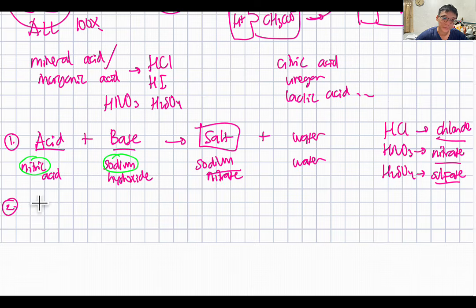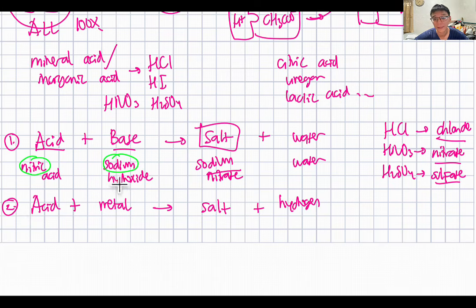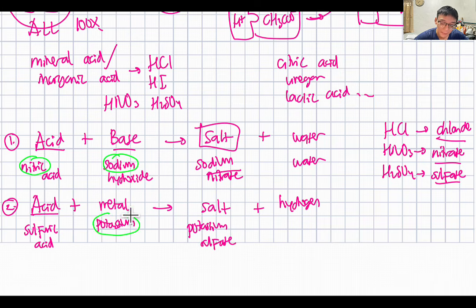Second type of reaction would be acid and metal. They will form actually the same, so salt, but hydrogen gas instead of water. Technically the same concept, that the metal part will be the metal part of the salt. For example, I have sulfuric acid, and then I have, let's say, potassium. Then I would have potassium sulfate and hydrogen. Because potassium is the metal part, and then I take the negative part from the acid.